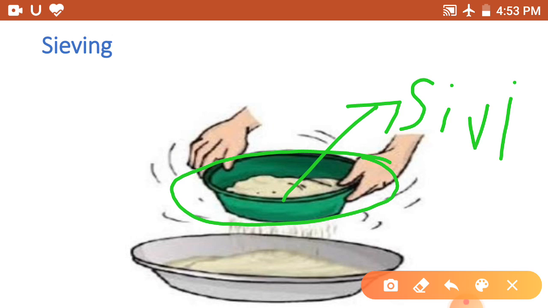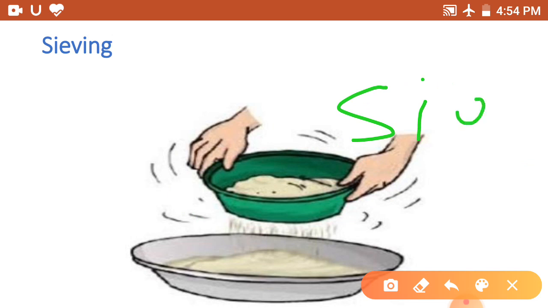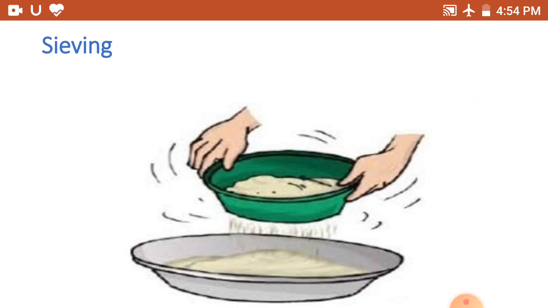Sieving is a very simple, convenient and time-saving process in which particles of varying size can be separated from each other with the help of a sieve. A sieve is nothing but a simple device with small holes in it which allows finer material like flour to pass through, leaving behind any impurities it might contain.